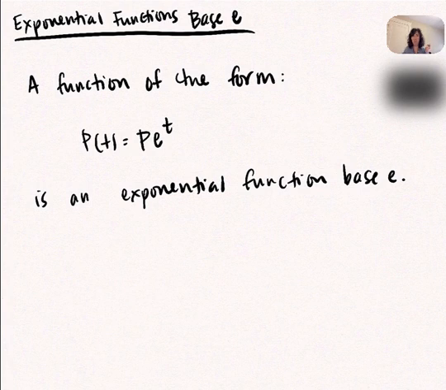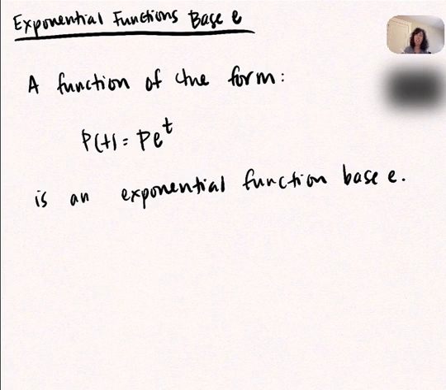Exponential function base e. A function of the form P of t equals P times e to the t is an exponential function base e. This e here is not a variable, it's the number e, 2.718 and so on, which goes on forever after the decimal point. Okay, just a quick note before we do an example.